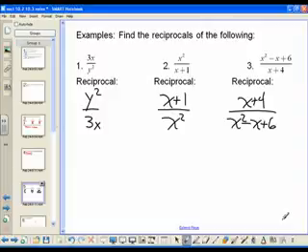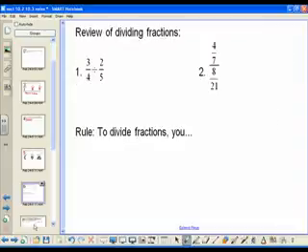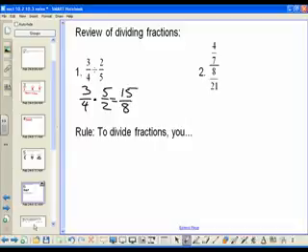Well, we have to think about how we divide fractions. Okay? A little review of how we divide fractions. Remember, if I have 3/4 divided by 2/5. No, I don't simplify. I can't simplify right now. What I would do is 3/4 times 5/2. Like that. And since we can't simplify, we end up with 15/8 like that.